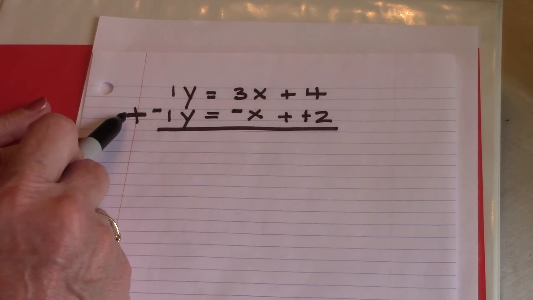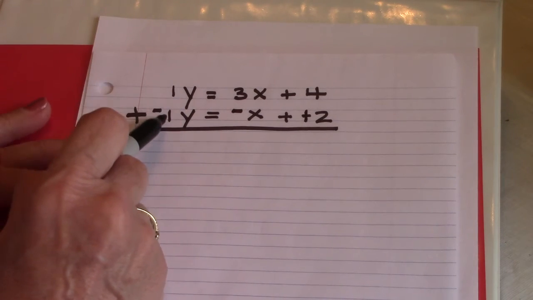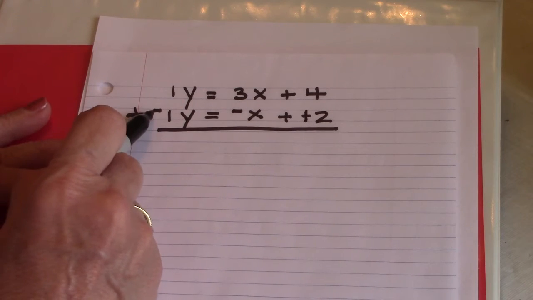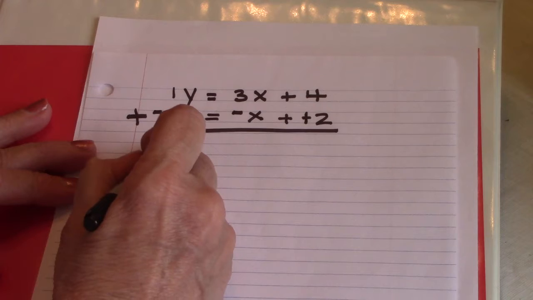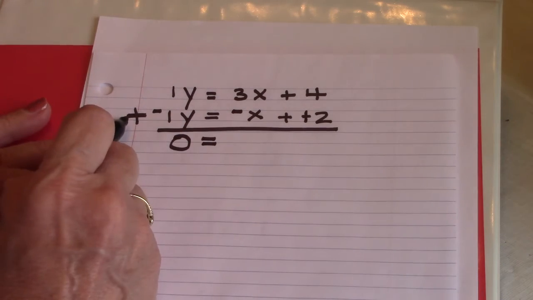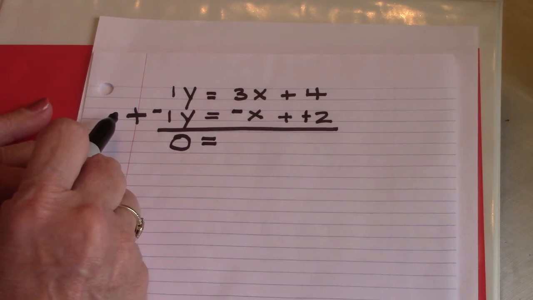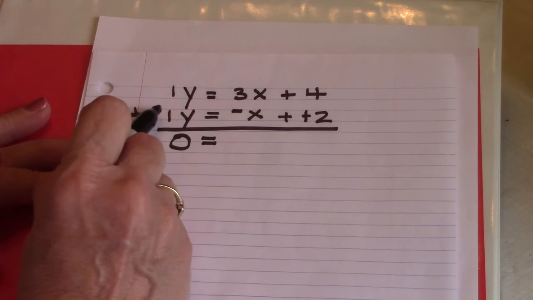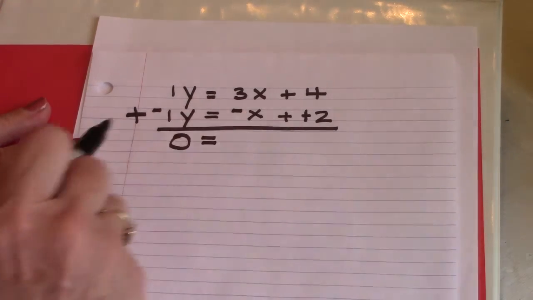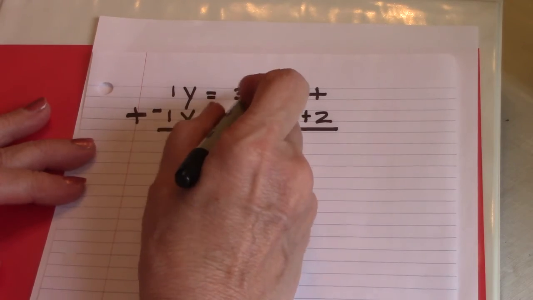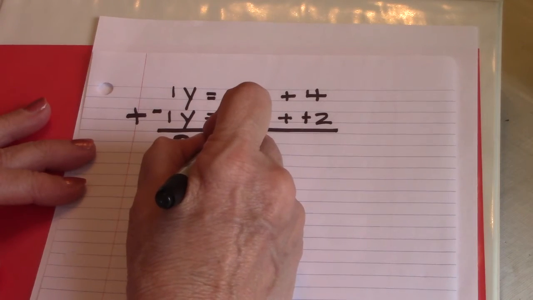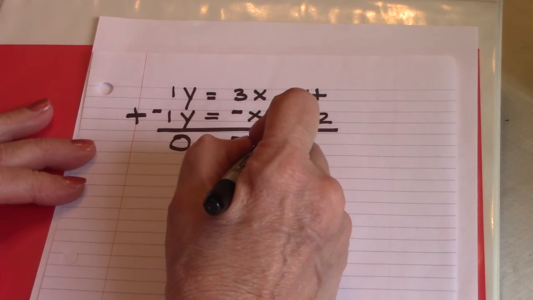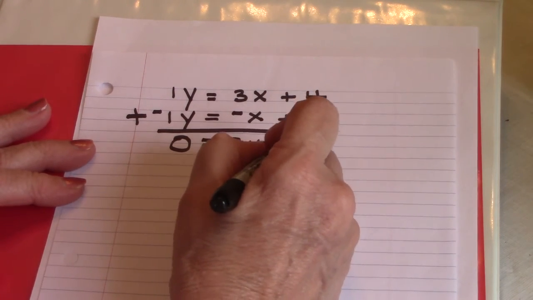Now I can say 1y plus a negative 1y is 0. You see, I've now converted that to adding because I did keep, change the whole way across. So 3x plus a negative x is 2x, and 4 plus 2 equals 6.